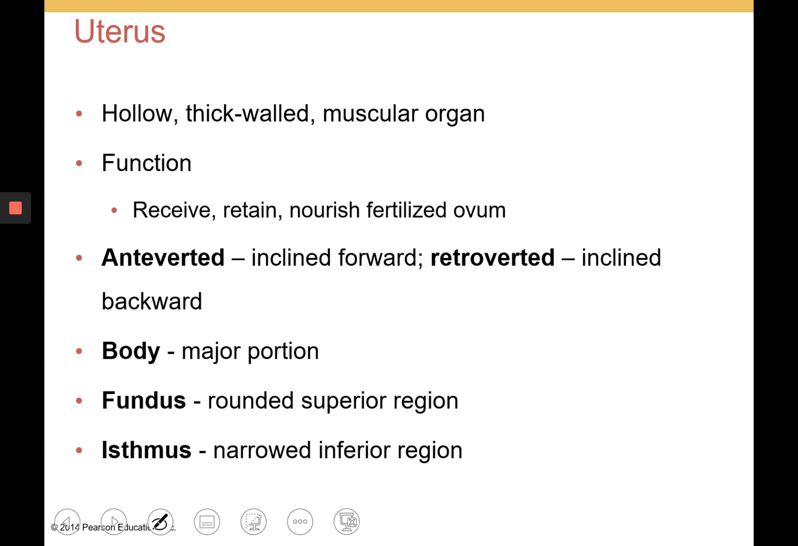We're going to move now from the uterine tubes and look at the uterus, which is a hollow, thick-walled muscular organ. Its function is to receive, retain, and nourish the fertilized ovum, and it can be anteverted or retroverted, but it has a couple of different parts. The body is the main portion, and then there's a superior region above where the isthmus of the uterine tubes attaches to the uterus, and it's domed. That's called the fundus. And then the inferior region that is narrowed towards the cervix is the isthmus of the uterus.